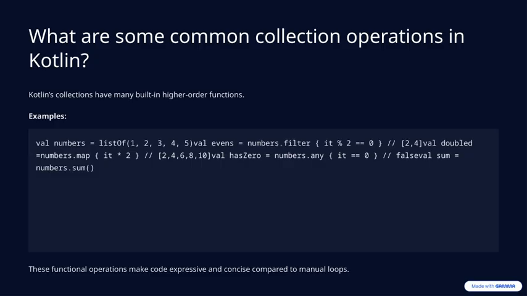What makes these functional operations so valuable is that they make our code more expressive and concise. Instead of writing manual loops, we can perform complex collection manipulations in just a few lines, making our code cleaner and easier to understand. These features really highlight the power and elegance of Kotlin's collection handling capabilities, which align perfectly with our goal of writing more efficient and readable code.